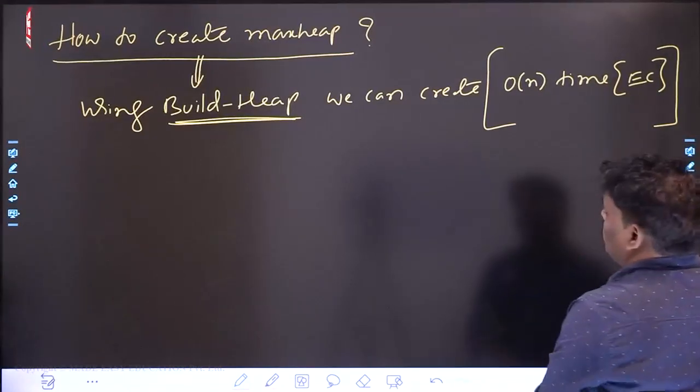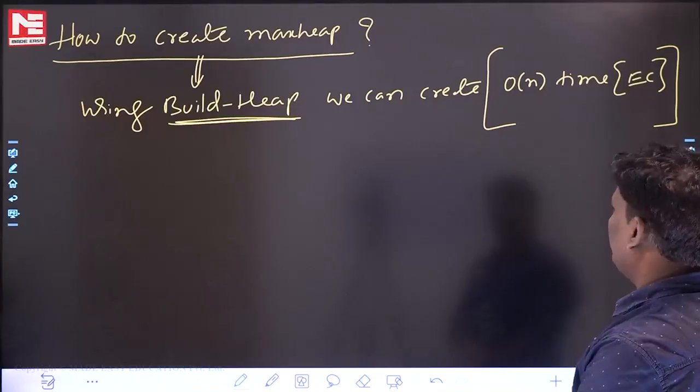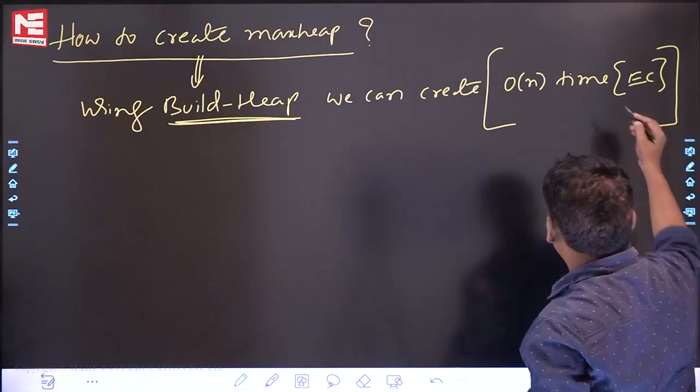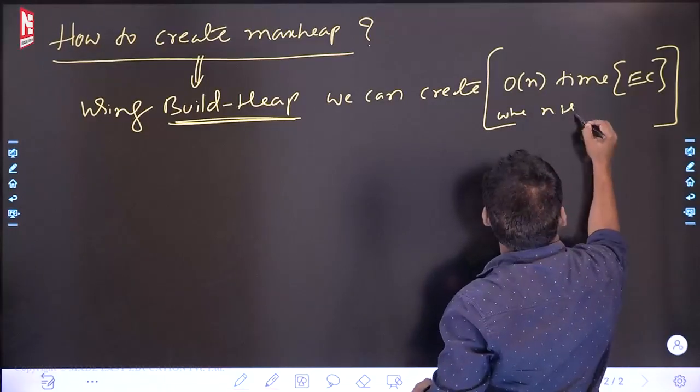How to create max heap? Using build heap we can create it. How much time? Order of n time. Which case? Every case. Why? If you want I will write that also. Order of n time every case, where n is the number of elements.